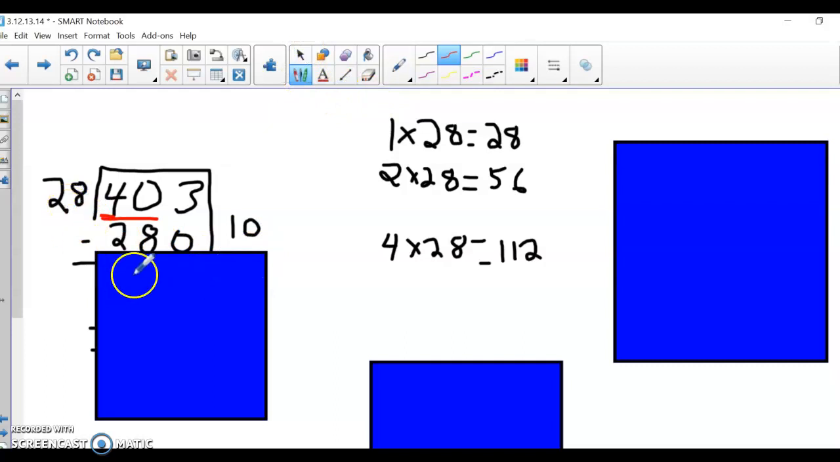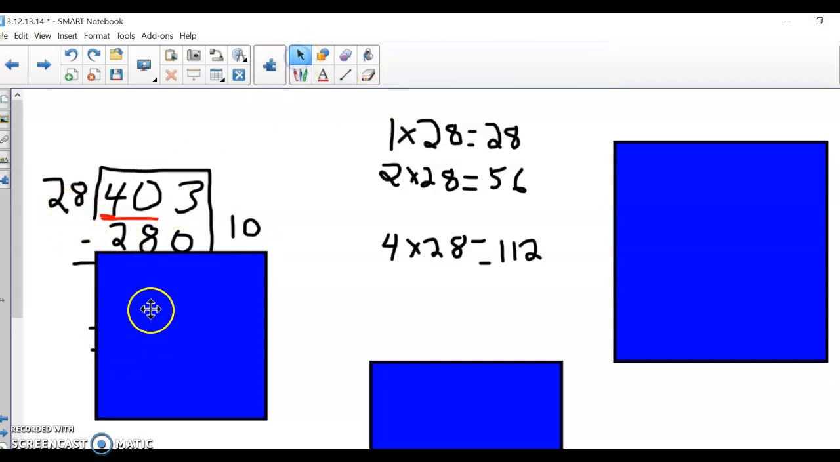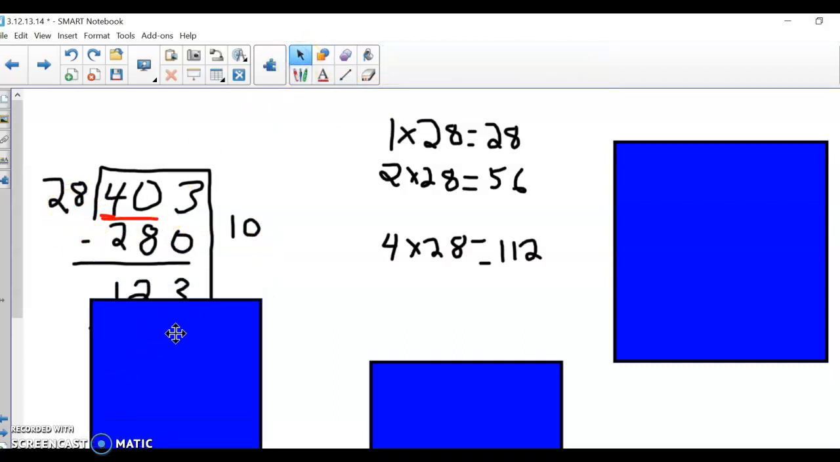So 10 times 28 is 280, right? And when I subtract, I have 123 left. Well, this is now where I'm thinking the same thing I always have been with division. 28 times what will get me close to 123 without going over? I don't have a multiplication chart for 28s that I can use, but I do have this, right? And so far, I've seen 4 groups of 28 is actually pretty close to 123.